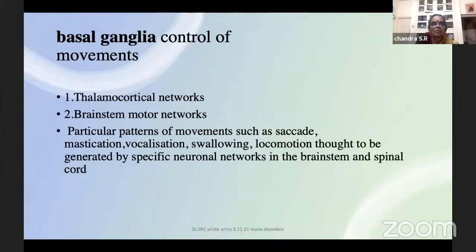So we saw the thalamocortical networks and the brainstem spinal cord networks.